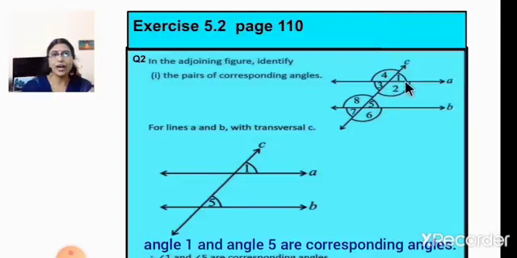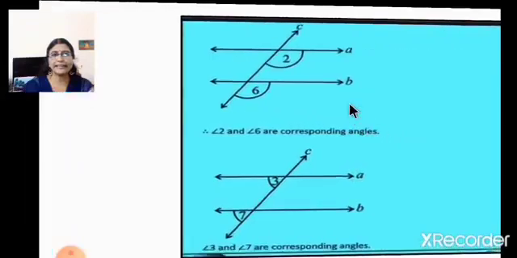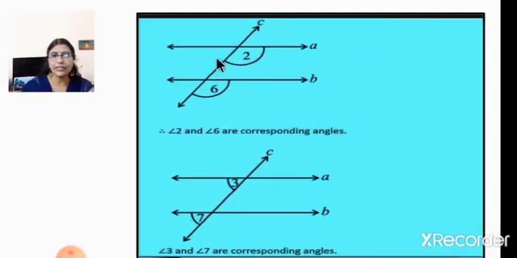Now you all know how to find out corresponding angles. This is on the upper right side and this is also on the upper right side. And they have different vertices, and they are on the same side of the transversal. So angle 1 is corresponding to angle 5, for lines A and B with transversal C. Now the next corresponding angle is angle 2. If you take the lower right side here, you also have to take the lower right side. So angle 2 and angle 6 are corresponding angles.